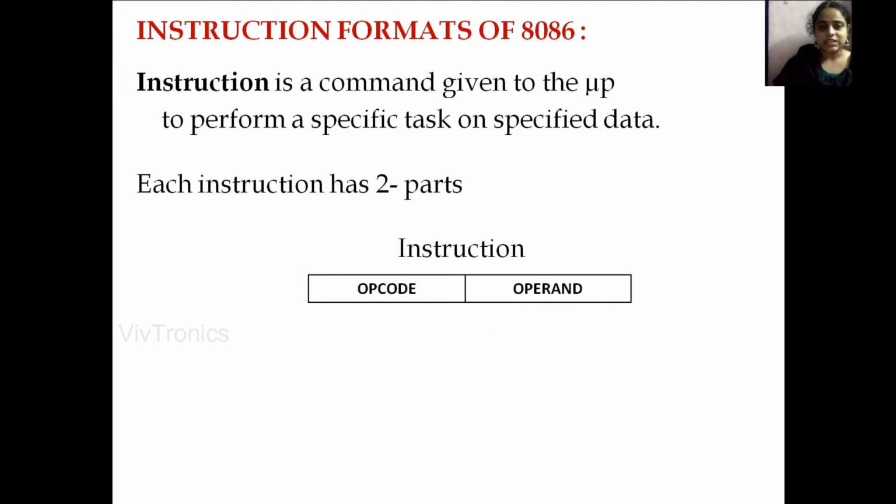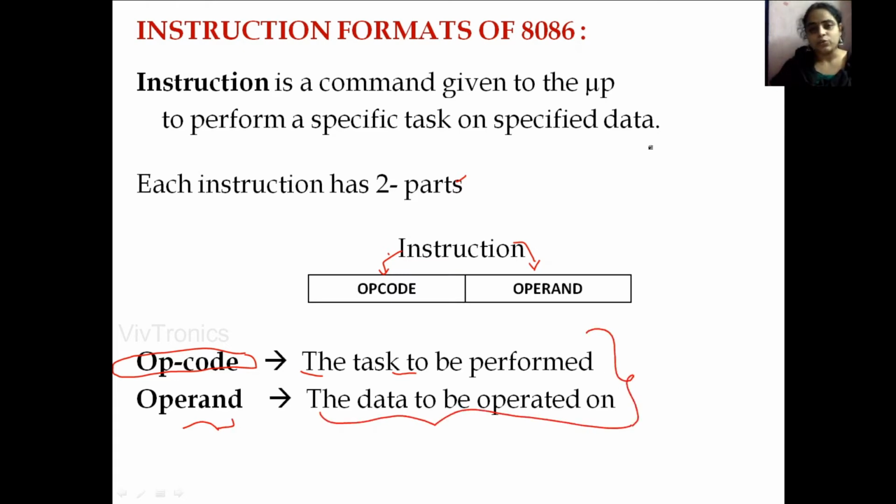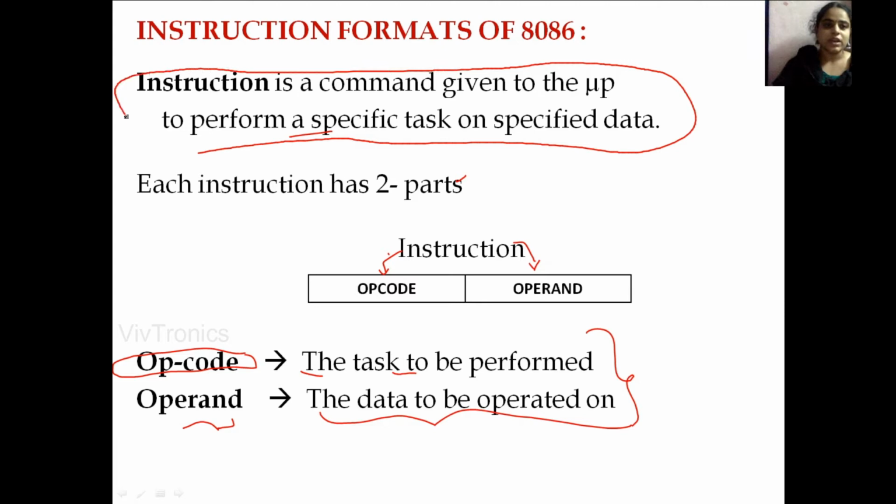Instruction has two parts. The first one is opcode and the second one is operand. As you can see here, the instruction has two parts. The opcode is the task to be performed. So the opcode specifies what task has to be performed, and the operand specifies what data it has to operate on. These two combined together form the definition of the instruction that we discussed before.